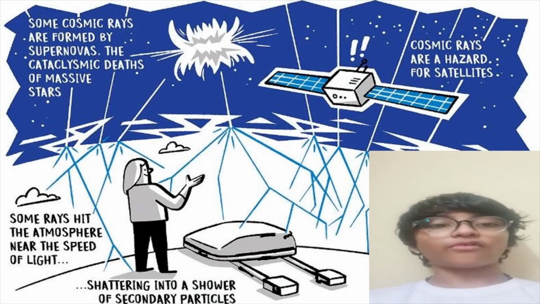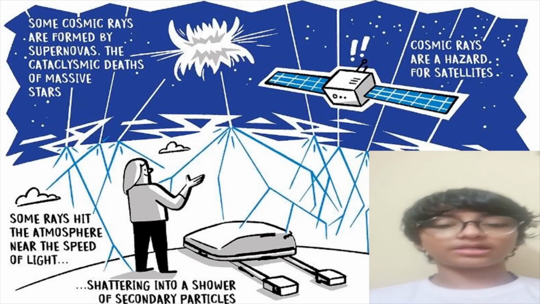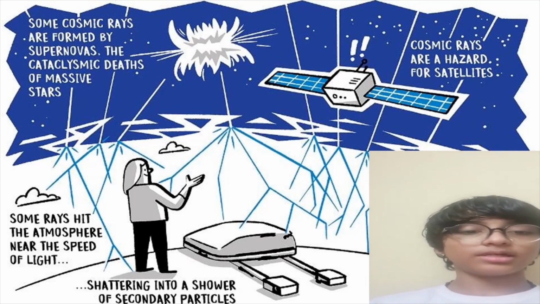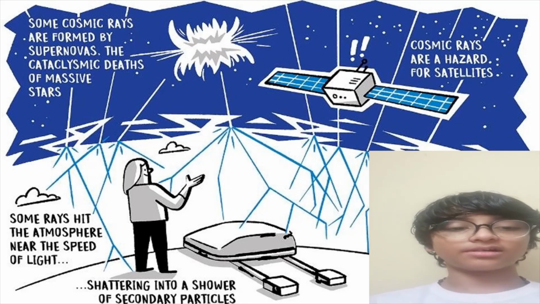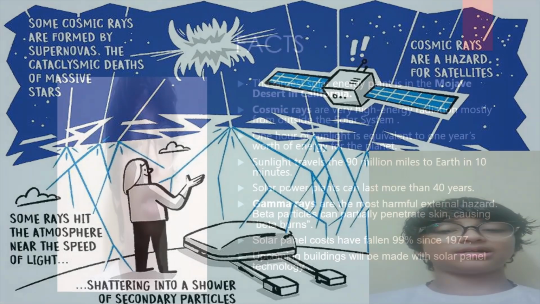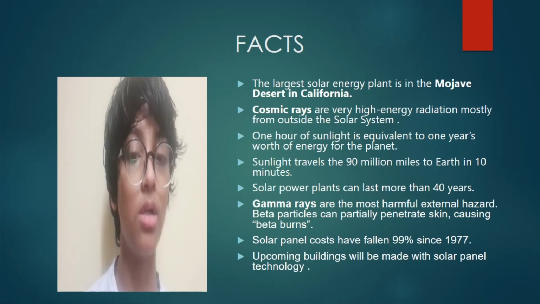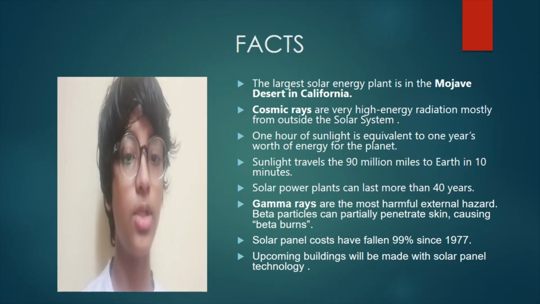Cosmic rays are formed by supernovas, the cataclysmic deaths of massive stars. Some rays hit the atmosphere near the speed of light, shattering into a shower of secondary particles. Cosmic rays are a hazard for satellites. This solar energy plant is in the Mojave Desert in California. Cosmic rays are very high energy radiation, mostly from outside the solar system.